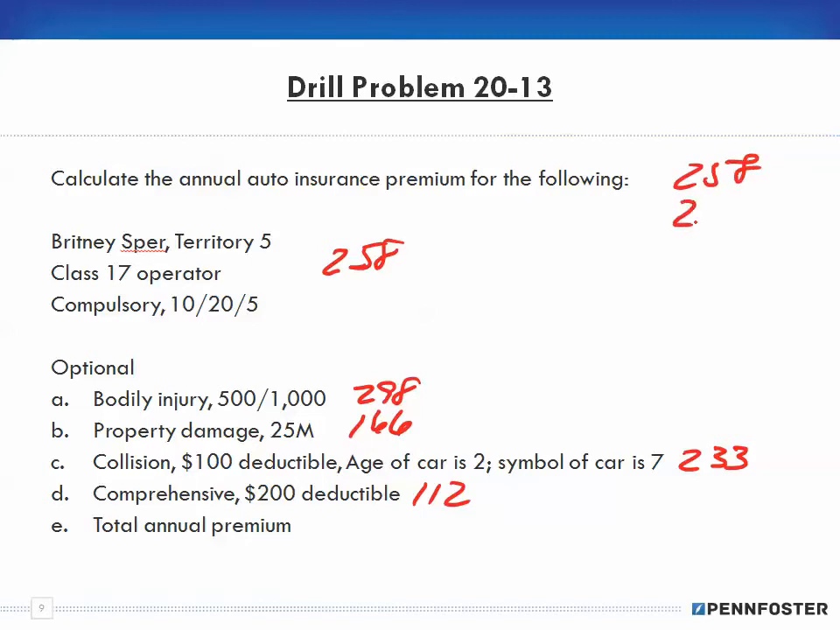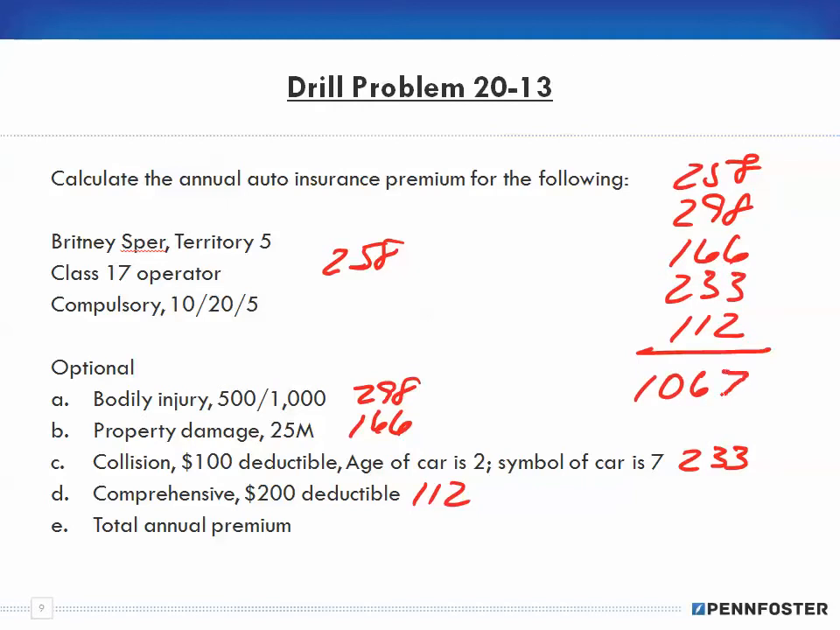258, 298, 166, 233 and 112, and that ends up giving us a total of $1,067 as our total annual premium.